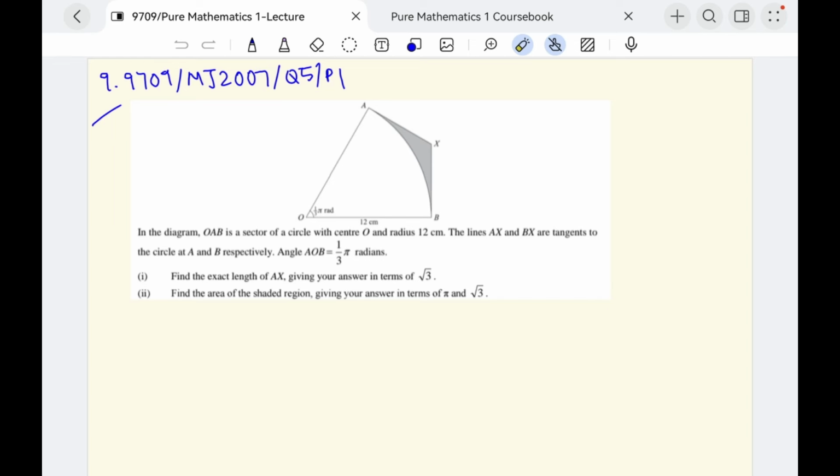Lines AX and BX are tangent to the circle at points A and B respectively, and it also gives you that angle AOB is pi over 3 radians. For the first part, find the exact length of AX, giving your answer in terms of root 3. This question is indeed interesting. Give me some time, I need some preparation.